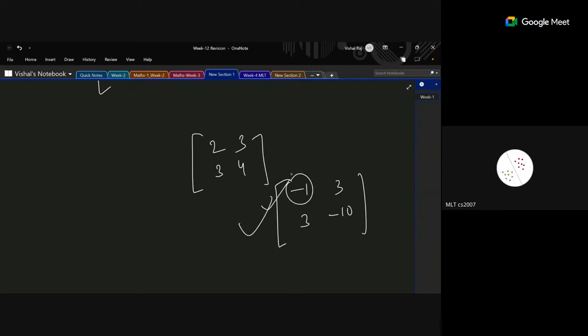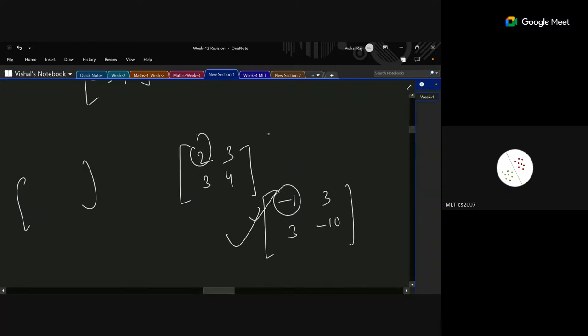Correct. So for any matrix, first check the first value and then check the determinant. If both are positive, then you need not check the eigenvalues. Okay.